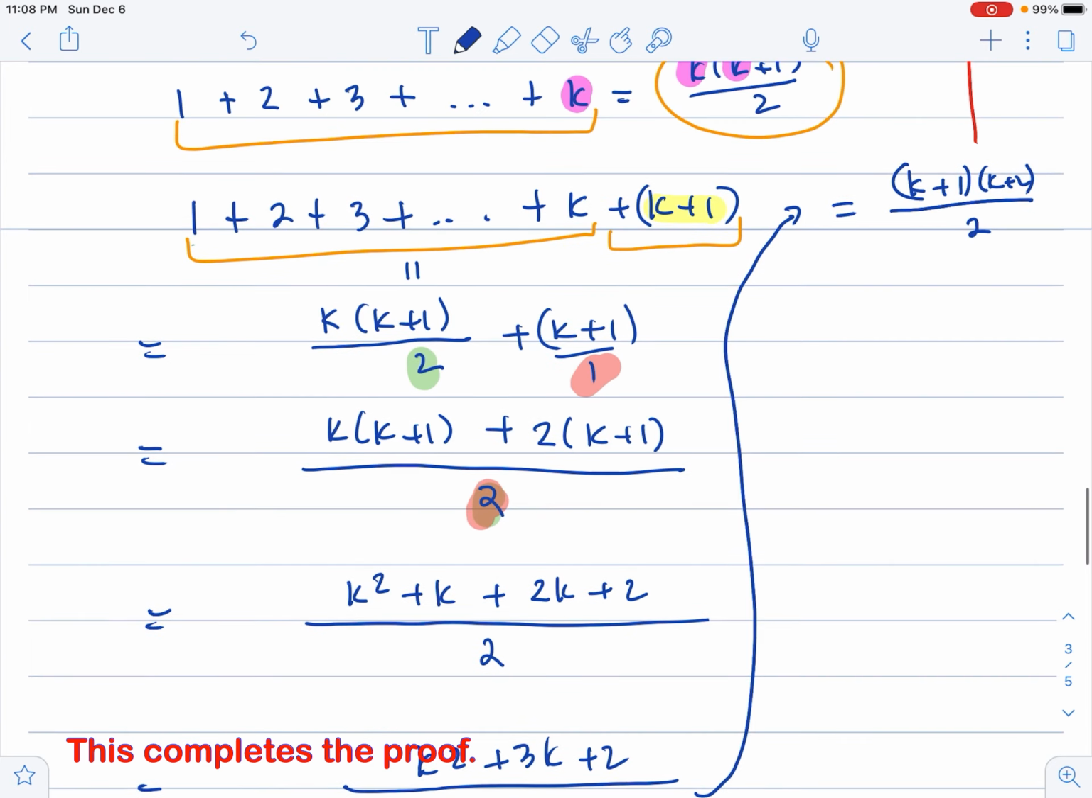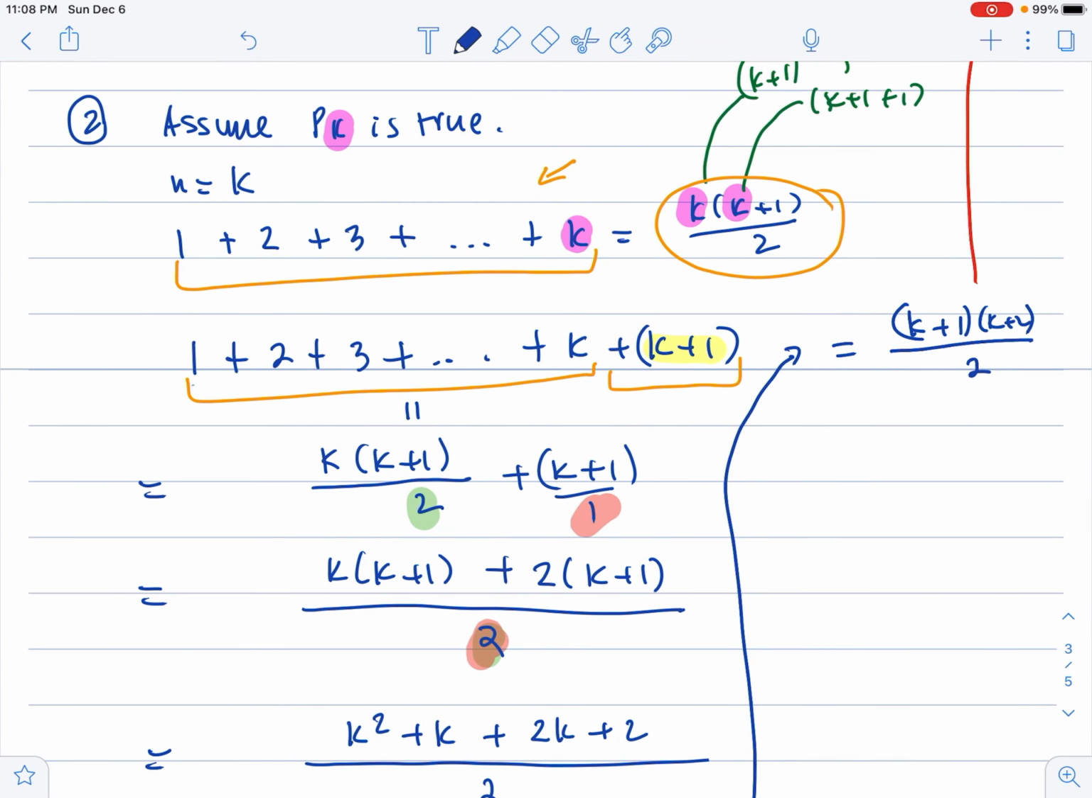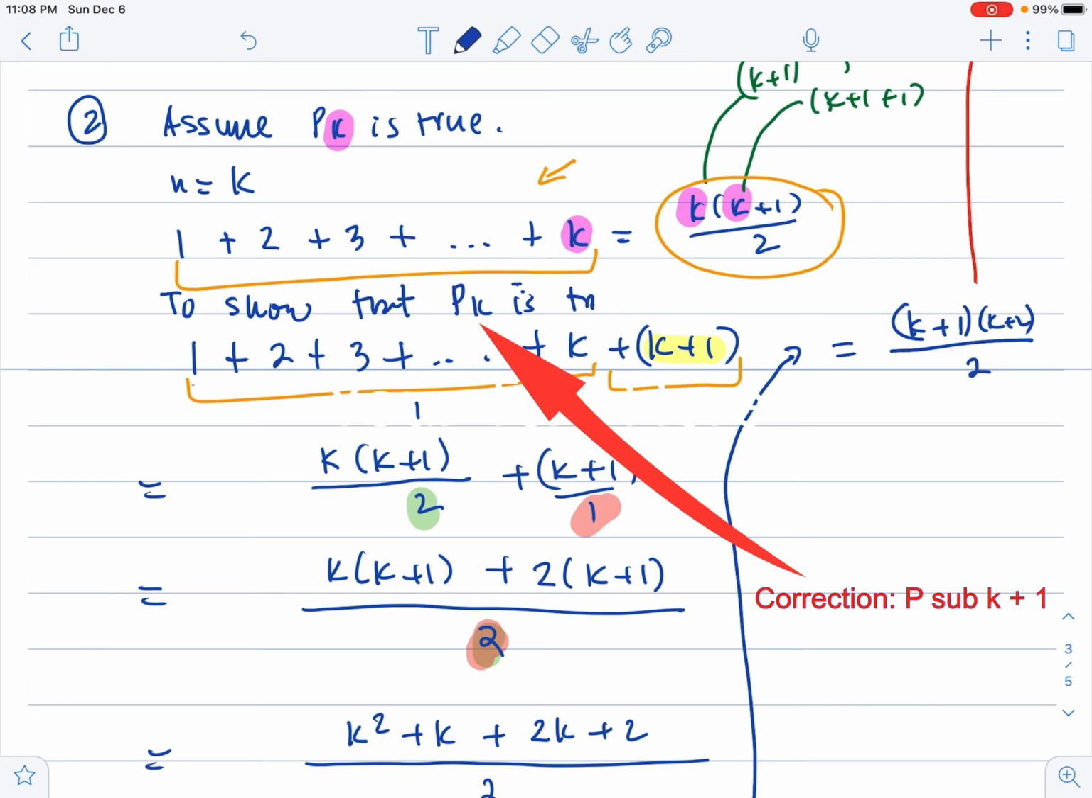Pero medyo ayusin lang natin dito kasi parang wala tayong text dito. Pwede natin ilagay dito na to show that p sub k is true, we have, yan, pwede na natin ilagay yan para mayroong transition from the assumption.